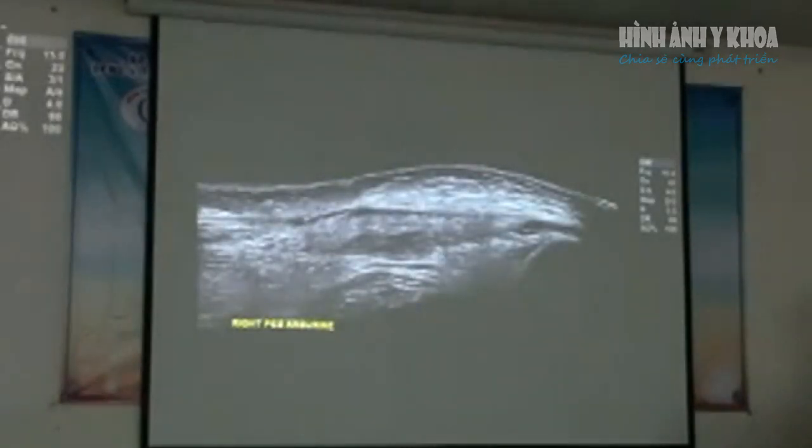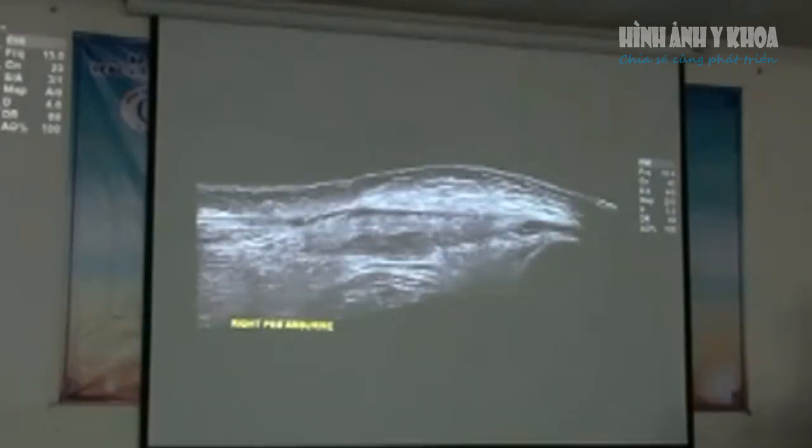So this was a lady who came to me just recently. She was a school teacher, and one of the children ran into her in the playground. And you can see here that there's quite a change in the echotexture of the pes anserine as it comes down through here.